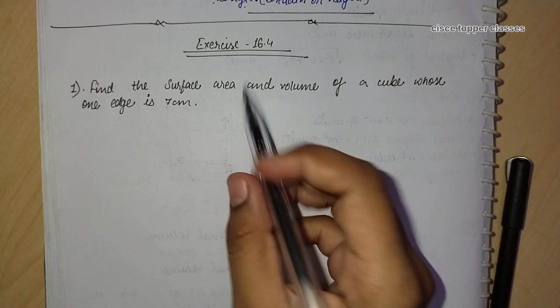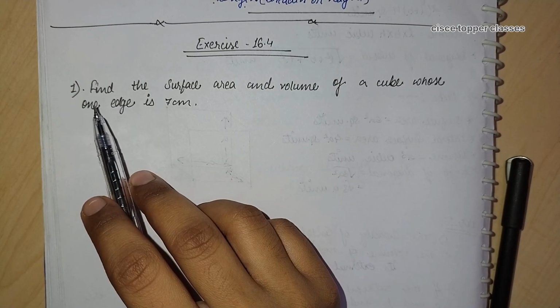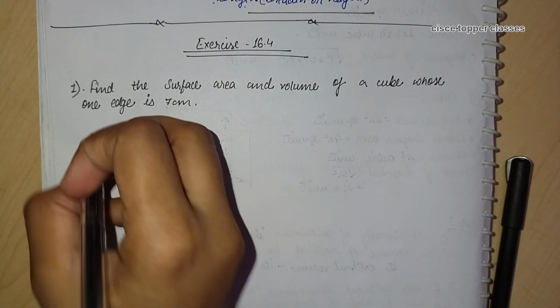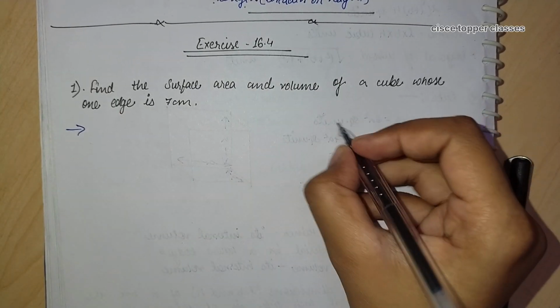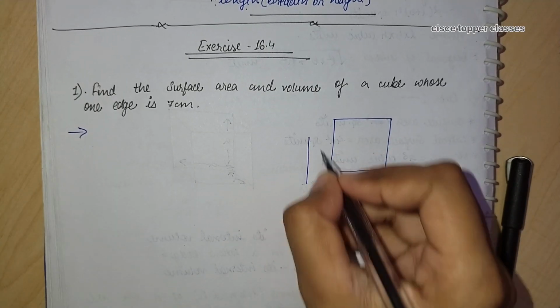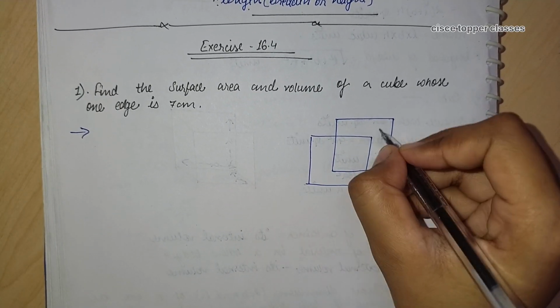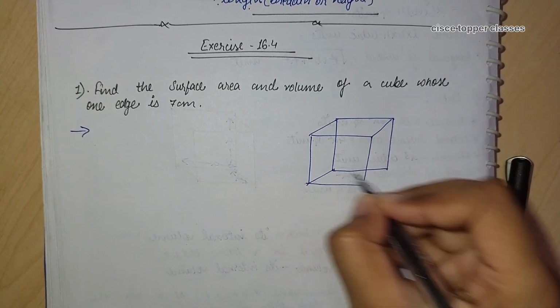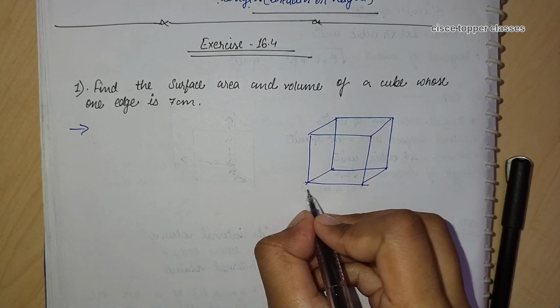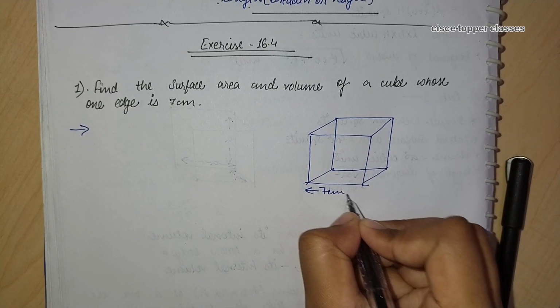Let us solve Exercise 16.4. Question number 1: we have to find the surface area and the volume of a cube whose one side is 7 centimeter. So this is a cube. Let this cube be like this if we draw a diagram. Here this is the cube and the given edge is 7 centimeter, meaning one side is given as 7 centimeter.